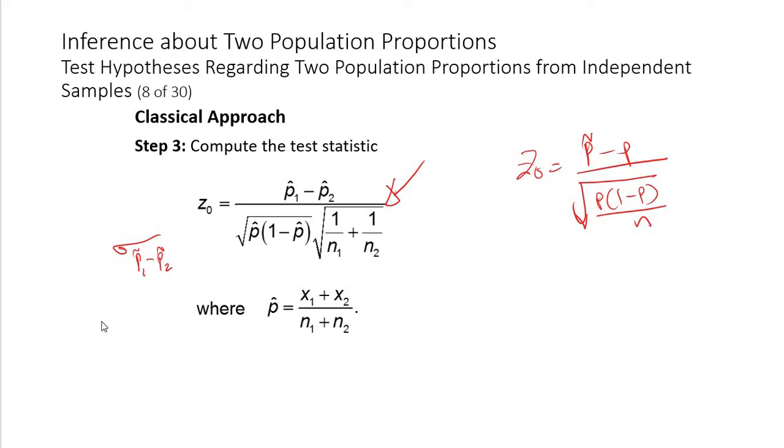P hat is the pooled estimate, and it's equal to x1 plus x2 divided by n1 plus n2. So this is how we're going to compute P hat, which is this value over here. N1 is the size of the first sample, and N2 is the size of the second sample. P1 hat is the point estimate for the first population, and P2 hat is the point estimate for the second population, which are equal to x1 divided by n1 and x2 divided by n2.